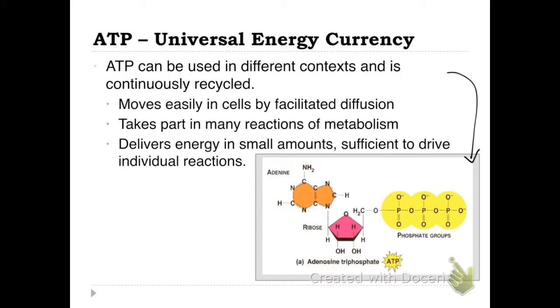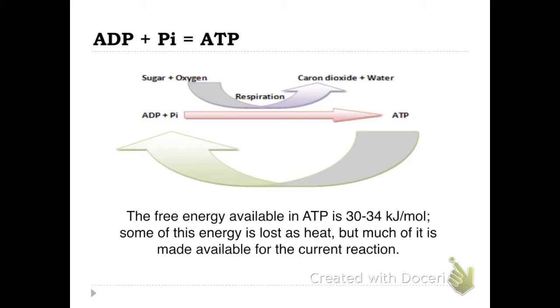from ATP. The name comes from what this molecule is composed of, which is adenine and 3 phosphate groups. And so the full name for this is adenosine triphosphate. That's where ATP comes from. And like I said, it is our universal energy currency. So now let's take a look at how ATP is formed and how it is actually used. The amount of energy available in ATP is about 30 to 34 kilojoules per mole. Some of this energy, when this reaction occurs, is lost as heat, but a lot of it is available in the ATP molecule to allow reactions in other places in the cell.